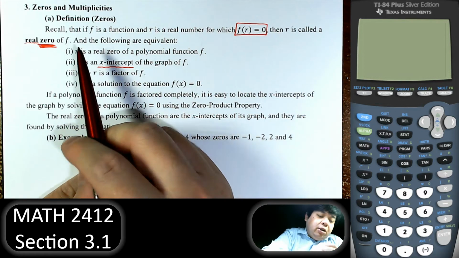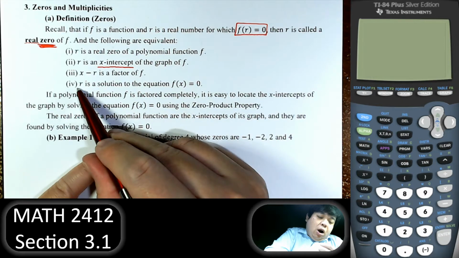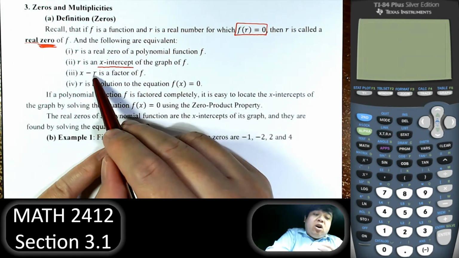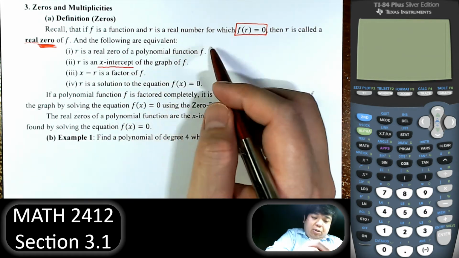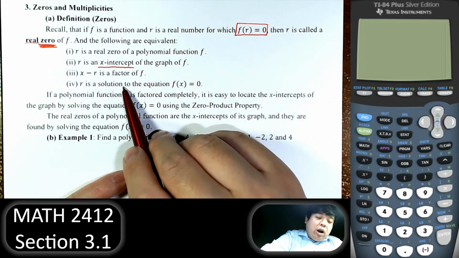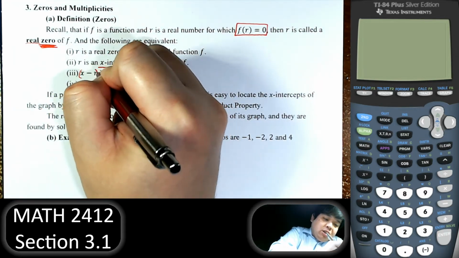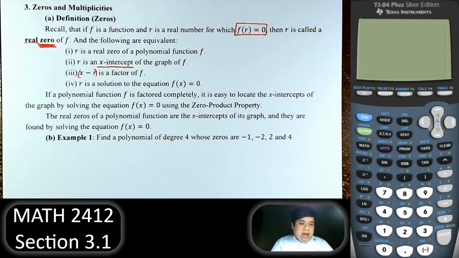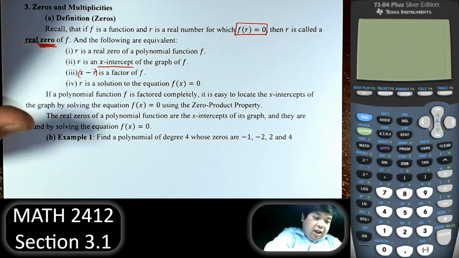So if r is a real zero, then of course r is a solution of the equation f of r equals 0, x minus r is a factor, and r is a zero of the polynomial function. So all of these are equivalent. When we have one, we have everything else. We have x minus r is a factor of f.